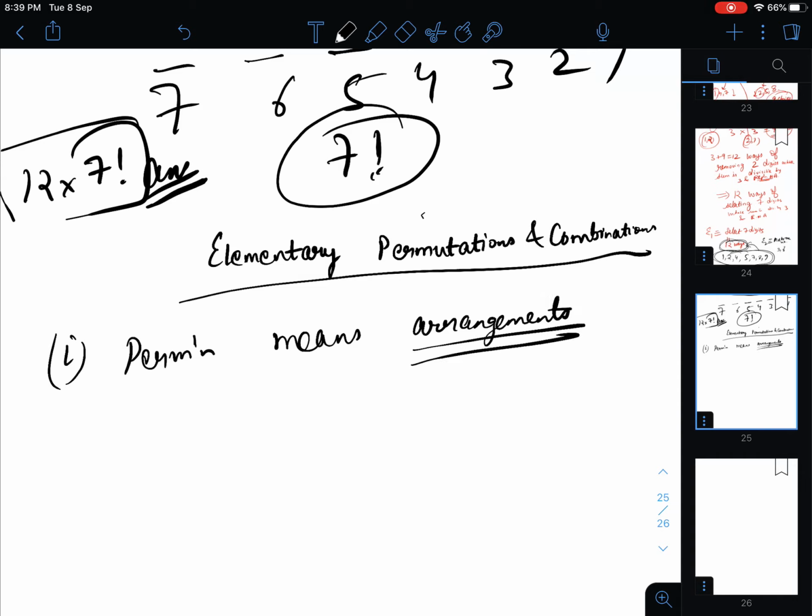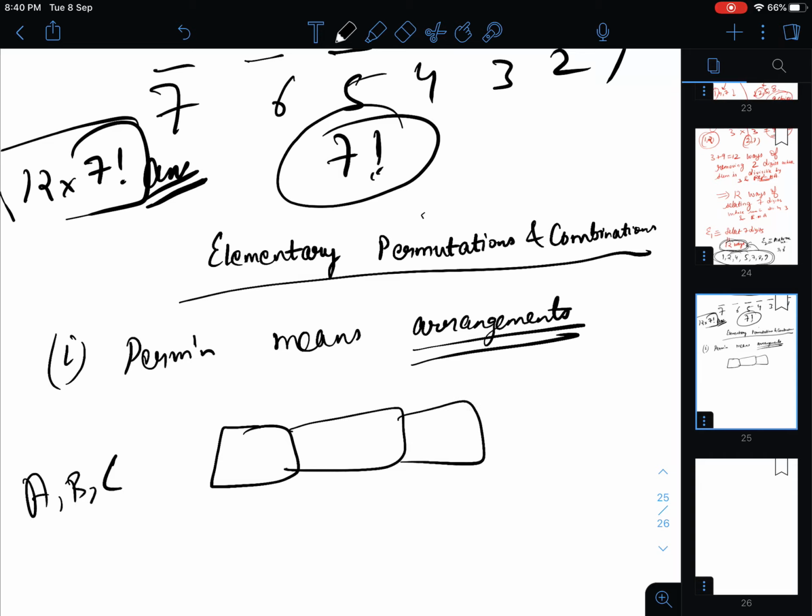All right, that is, up till now we had been using the fundamental principle of counting. So suppose you have three objects A, B and C. So the number of ways to arrange these objects is, the first place has 3 choices, the second has 2 and the last has 1, so 6.